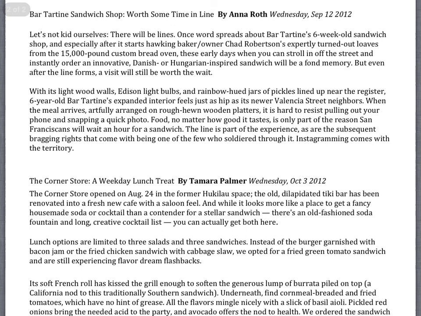And the last 2 are the Bar Tartine Sandwich Shop and the Corner Store. Okay? That's another name of a restaurant. So get all those things written on there. I should be able to see quite a few examples going down of how to begin your restaurant review on your starters writer's notebook page.